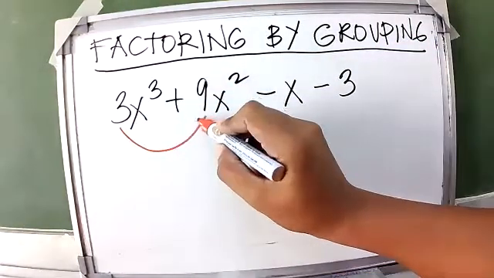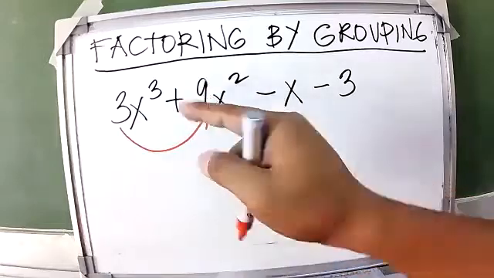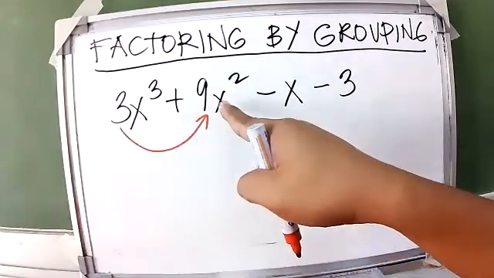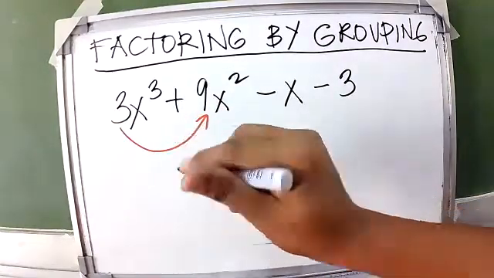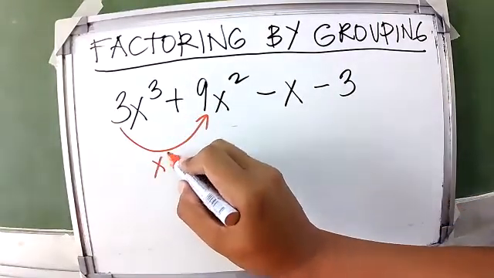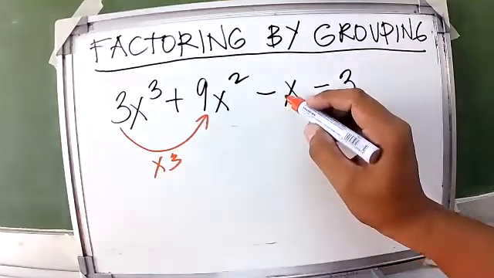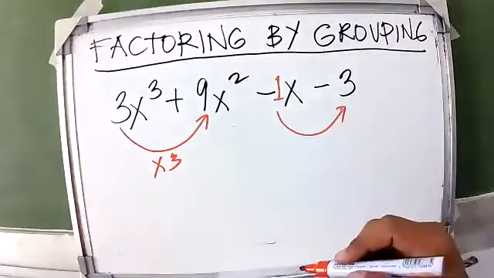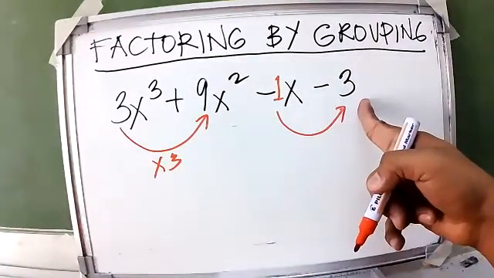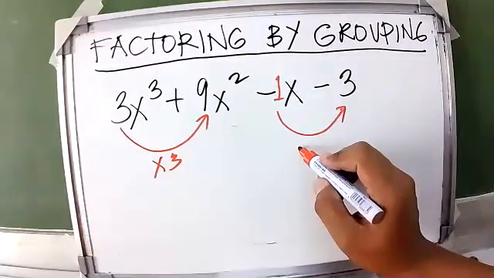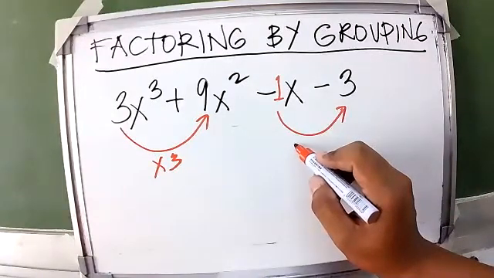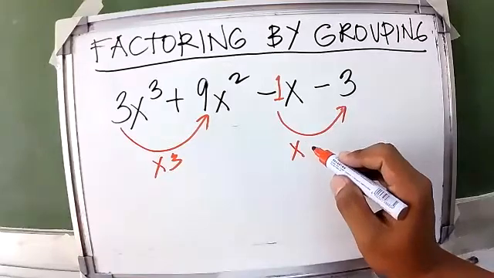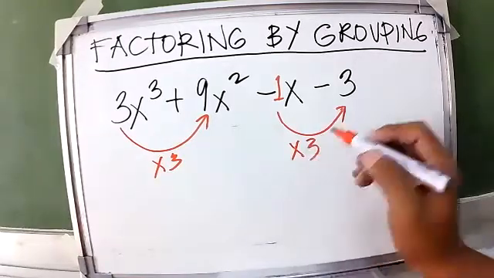From here to there, from 3 to 9, what was multiplied by 3 to get 9? So, times 3. Let's see here. From here, the coefficient is 1. From 1 to 3, what was multiplied to get a 3? Same. That's times 3. Those who are finished, send me your answers in the chat box.